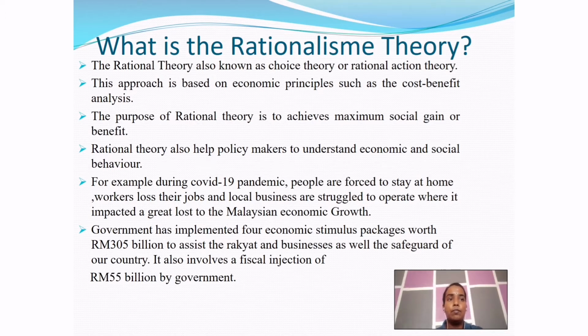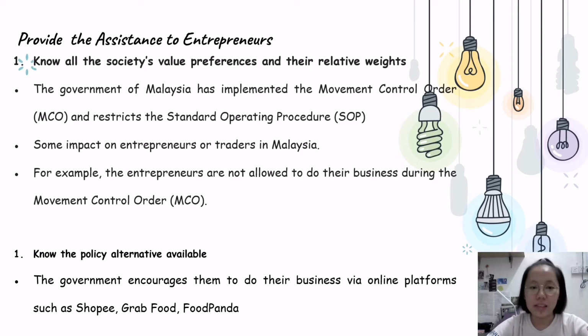It also involves physical injection of RM55 billion. Next approach is the government will provide assistance to the entrepreneurs due to the pandemic. So during our first movement control order (MCO), all the businessmen were forced to shut down their businesses to prevent the spread of COVID-19, and it has affected their cost of production. So therefore, the government of Malaysia needs to follow the 4 elements to rationally make a decision to help them before coming up with a policy.